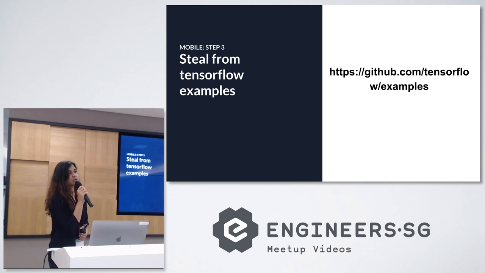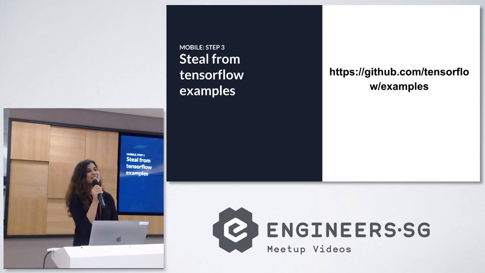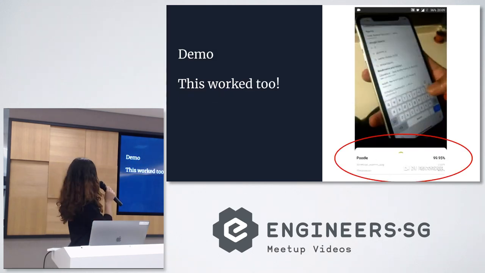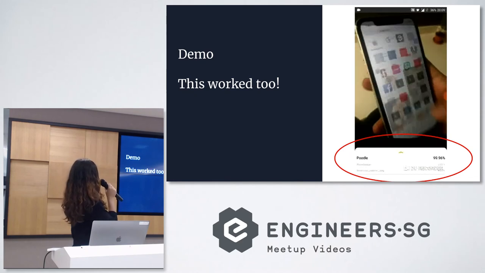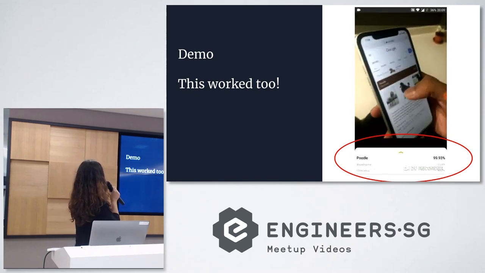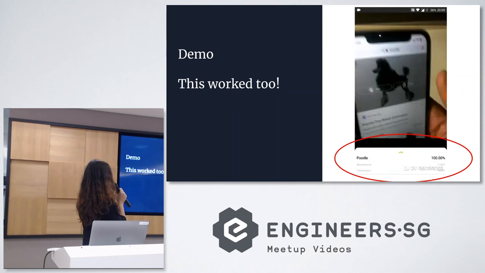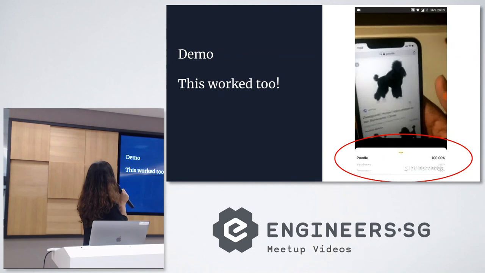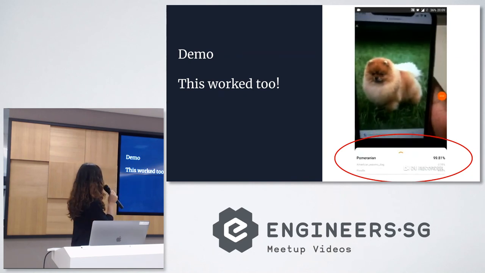And step three was to steal from TensorFlow examples. Turns out that on their GitHub repo, they have fully formed Android examples to do these. All I had to do was go there, pick up their Android example, and replace their model with mine. And this worked too. As you can see over here, this is a recording of my phone pointing at another phone, and it's looking for a poodle, and my app knows it's a poodle, and now another poodle, and now it's going to a Pomeranian, and my app knows it's a Pomeranian.